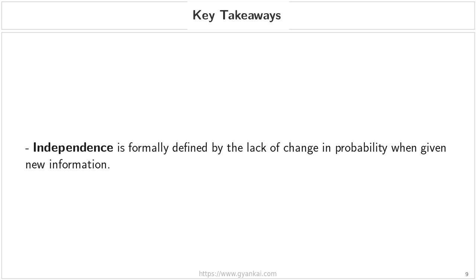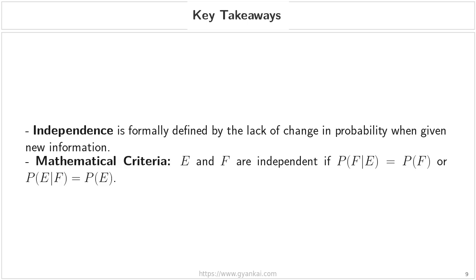First, remember that we have moved beyond just an intuitive feeling about independence. We have now learned that independence is formally defined by a lack of change in probability when we are given new information. In other words, the probability stays exactly the same, even after an event has occurred. Second, let's look at the mathematical criteria you'll need to use in your exams. You can prove that event E and event F are independent if the probability of F given E equals the probability of F, or, alternatively, you can show that the probability of E given F equals the probability of E. If either of these equations holds true, you have mathematically confirmed independence.